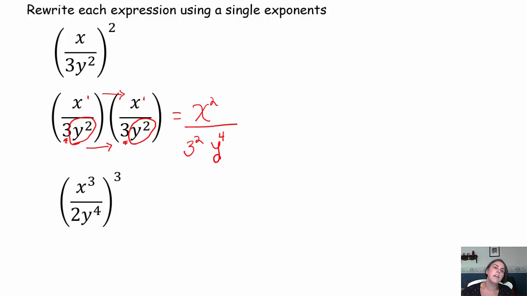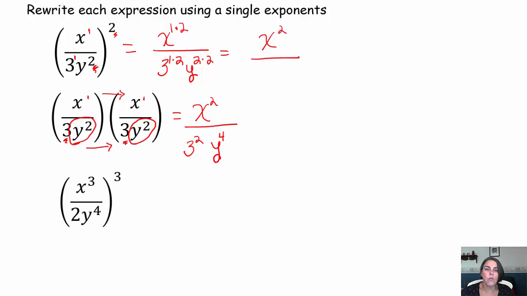So you could have done it that way, or you could have used our new strategy from tonight. You could have just done x to the 1 times 2 over 3 to the 1 times 2, y to the 2 times 2. And that would get us x to the second over 3 to the second, y to the 4th. If you need to write out your string of factors, that's fine with me.